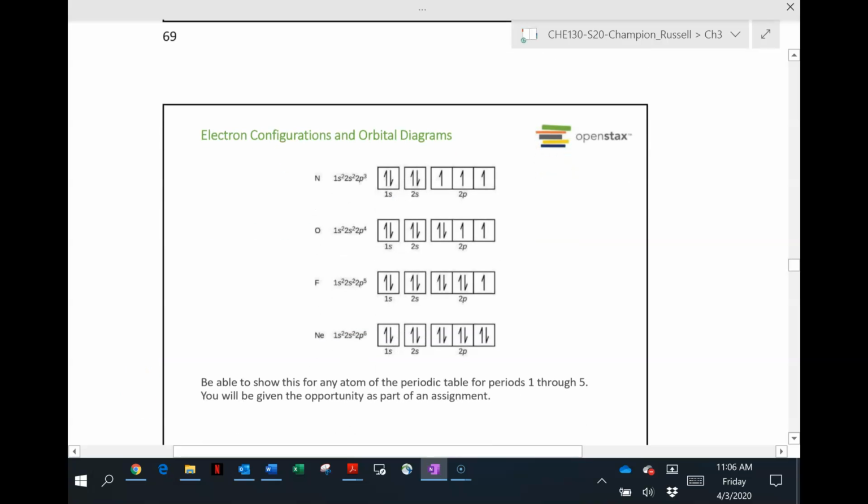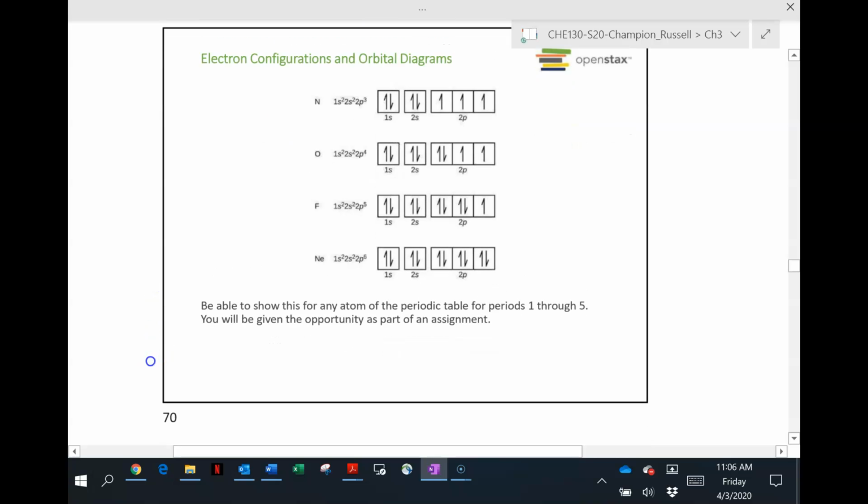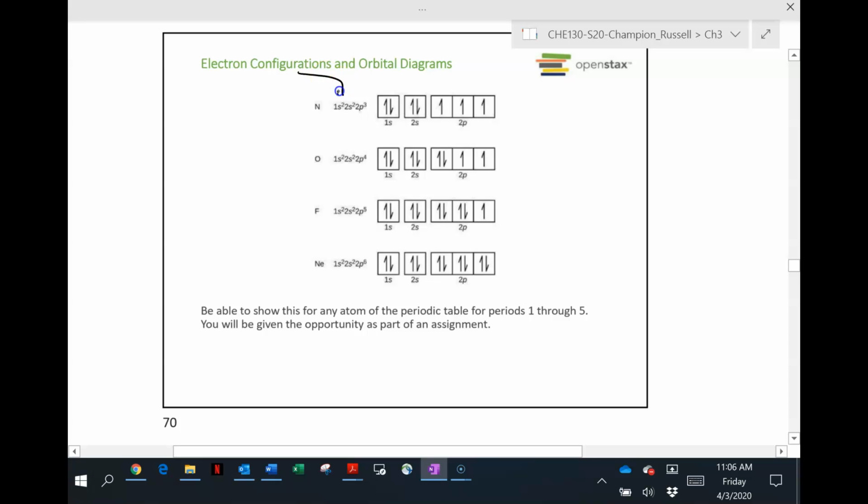So here's some more examples, and you should look and make sure that you can agree with these and generate these. You're going to be expected to be able to do this for any atom for periods 1 through 5, so all the way down to xenon, and you need to be able to generate those. Again, we've got the electron configuration there, and the orbital diagram here takes up more room but gives us a little more information.